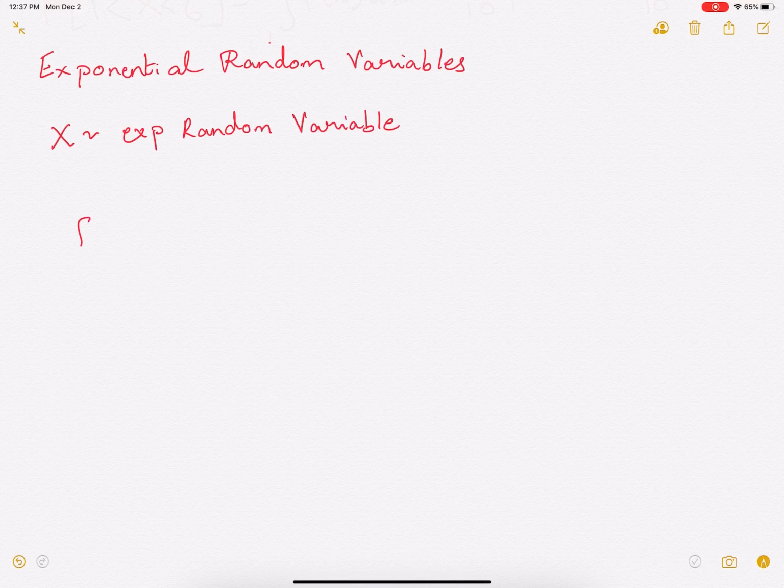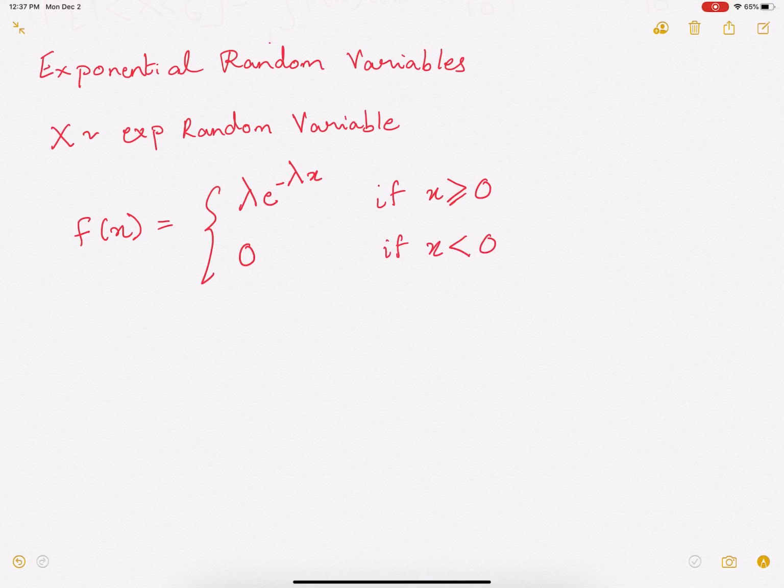That is, f(x) is going to have this form: lambda times e to the power minus lambda x if x is greater than or equal to 0, and it is going to be 0 if x is less than 0. So X is a continuous random variable with this probability density function. Now, lambda is the parameter on which the distribution of X is dependent.